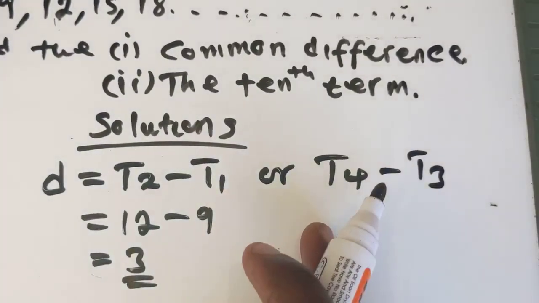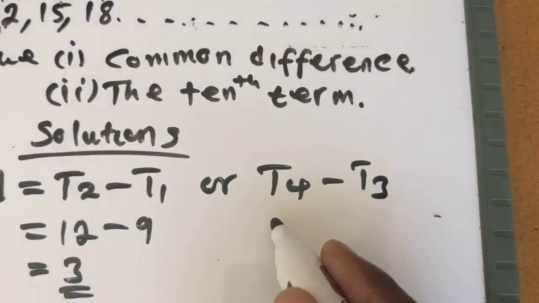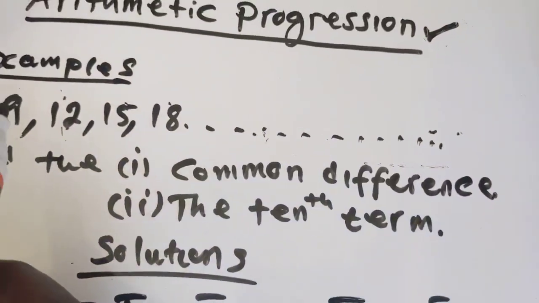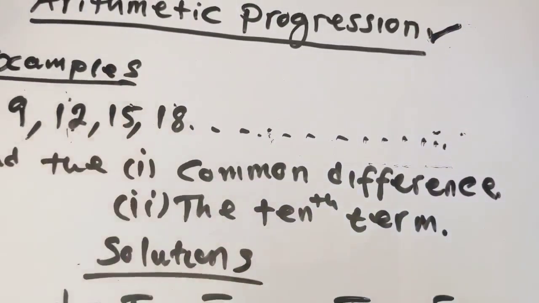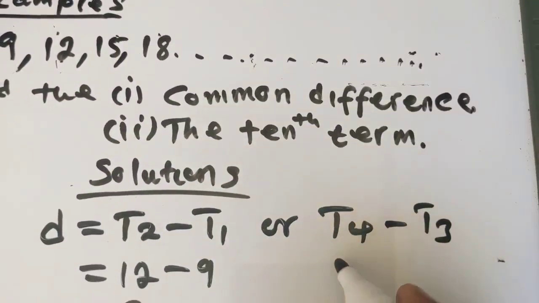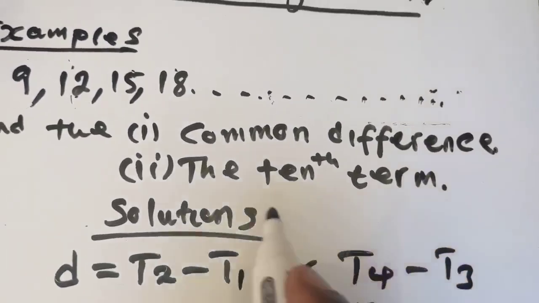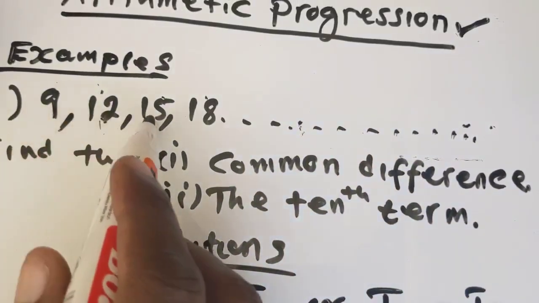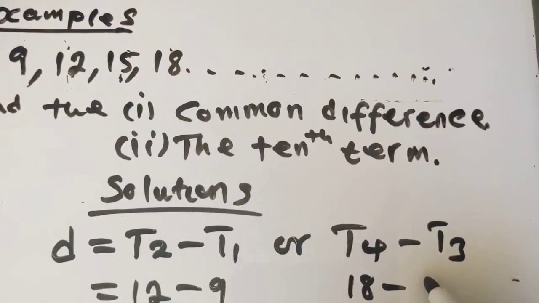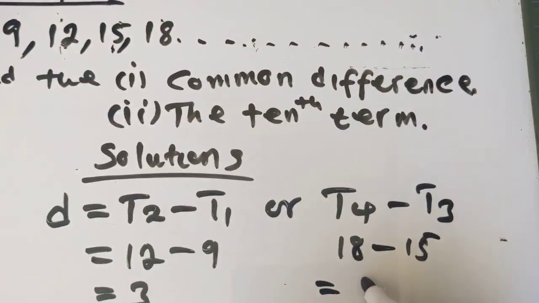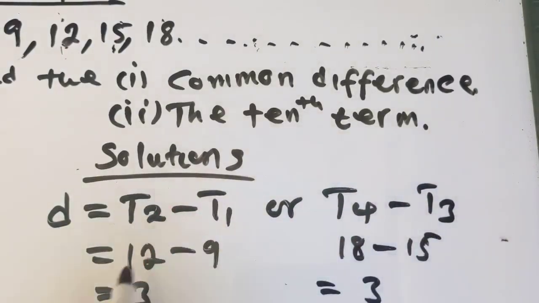Now what if we use this formula? So with this formula, we have the fourth term, we count starting from here: 1, 2, 3, 4. So you get 18 as the fourth term, minus the third term. What is the third term? 1, 2, 3. This is the third term, that is 15. Then 18 minus 15 is actually 3.